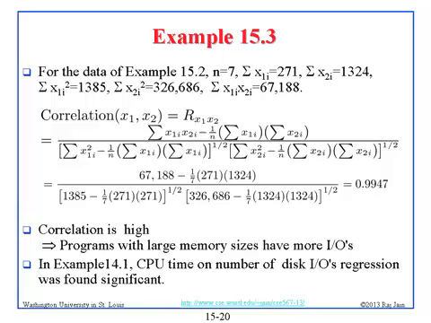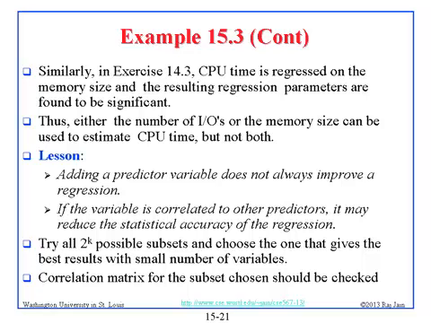So these are 2 lessons. If you add a predictor variable, it does not always mean a better model. Adding too many variables does not improve a model. We will see other models later on. Because if the variables are correlated, it may reduce the statistical accuracy. In fact, it may be bad.